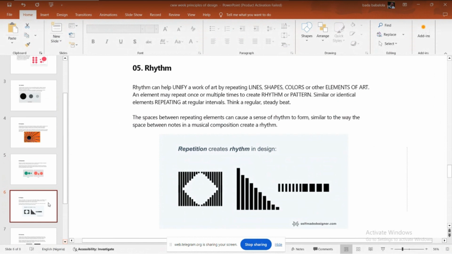So rhythm can help unify a work of art by repeating lines, shapes, and colors. Now, I am a music person, and for every one of us that listens to music, any song, probably hip hop, gospel, or what have you, there's a particular rhythm that they used to have, especially hip hop. Probably after the lead singer has finished singing, the rhythm just continues going like that, just keeps going like that.